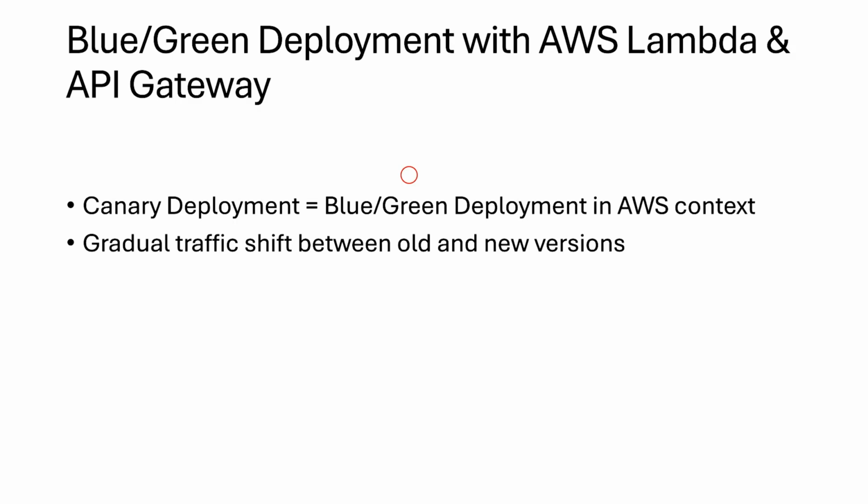So in this case, you are using AWS Lambda in conjunction with API Gateway to achieve a smooth and low-risk transition. Definitely, right? If you observe these points, Canary deployment equals blue-green deployment. And what we are doing is gradually shifting the traffic between the old and new version, minimizing the disruption during the updates to achieve a smooth and low-risk transition.